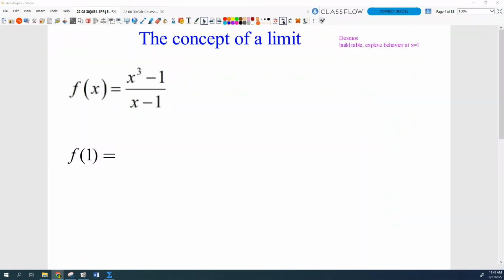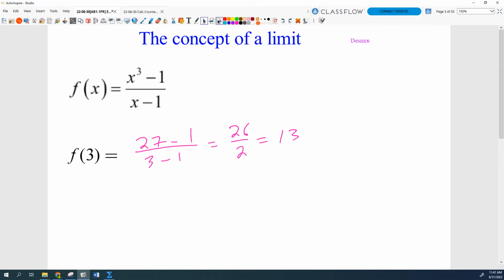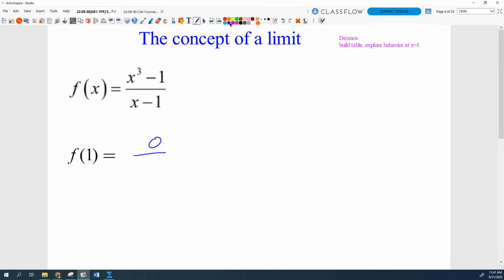What about, okay, that was f of 3. What about f of 1? So I'd get, is it 0? If I try to evaluate this at 1, what do I get on the top of my fraction? What do I get on the bottom of my fraction? 0. Okay, so now what are our rules here?